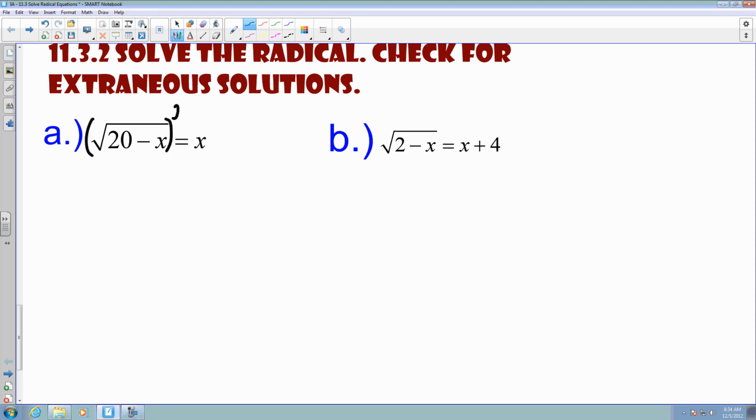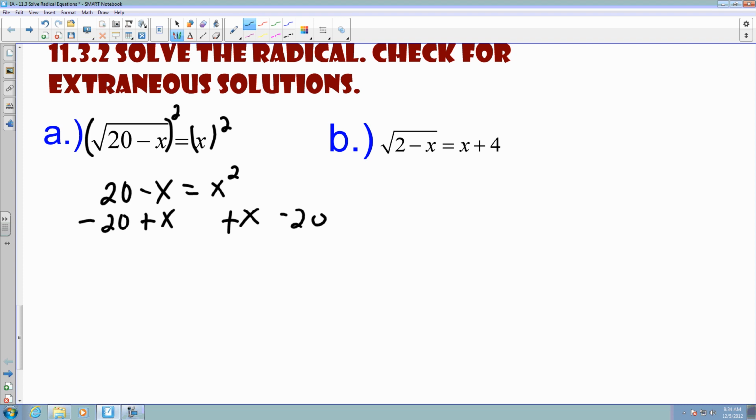square both sides. So the square root of 20 minus x, squared, is just 20 minus x, equals x squared. Now I'm going to move my 20 minus x onto the other side. I'm going to add x to both sides, and I'm also going to subtract 20 from both sides. That leaves me with 0 equals x squared plus x minus 20.